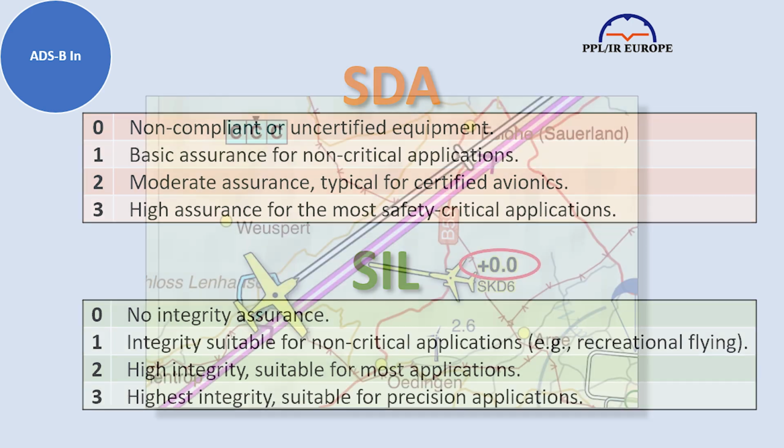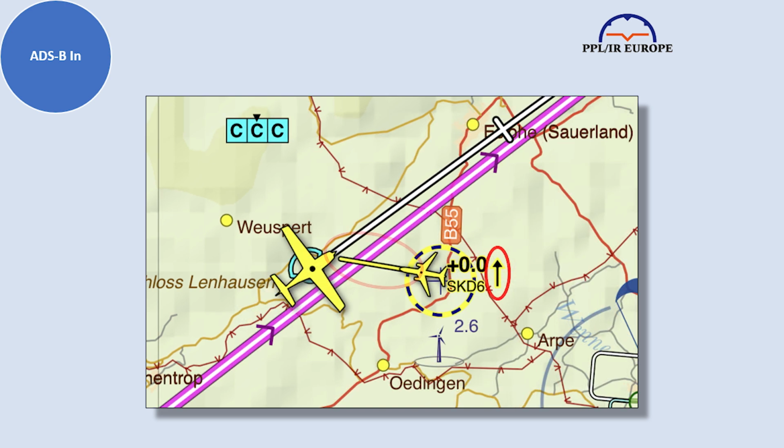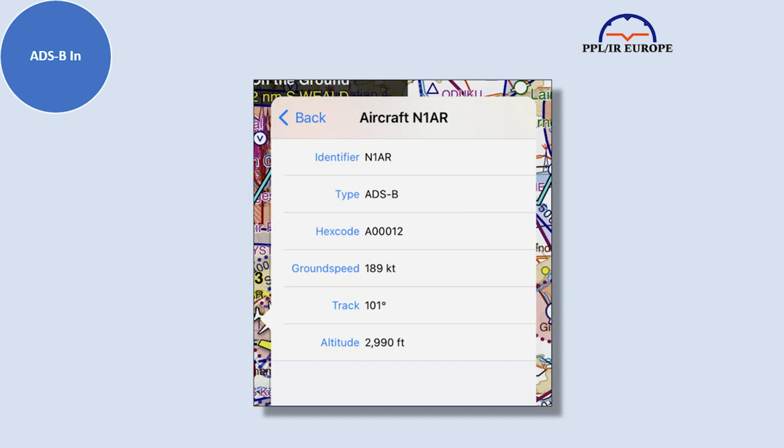ADS-B returns will typically be shown with a differential altitude, an altitude trend, a track vector, and, configurably, call sign and ground speed, though it might be necessary to click on the return to get this information.